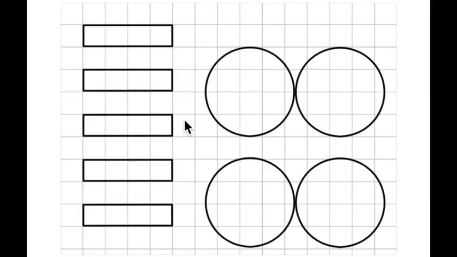So let's try the same thing when y is 5 and x is 4. So now I have 5 rectangles. I'm going to divide up among 4 groups. Or imagine I have $5, and I'm going to divide those $5 among 4 people.